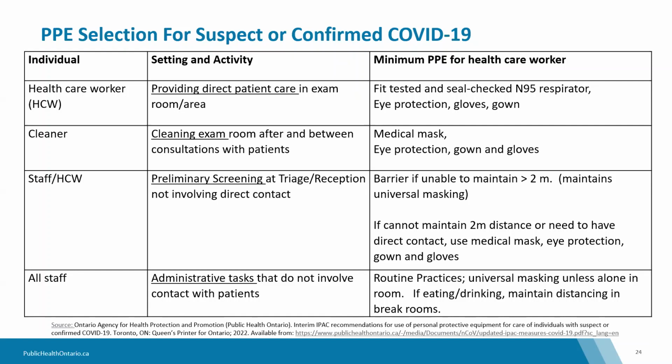But in your setting, there are probably 4 main things you may encounter in your daily activities. One is you're the healthcare worker providing direct care in that room, changing a dressing, taking vitals, whatever it is, you're touching the patient. And if this patient is either suspected to have COVID or confirmed test positive, then your PPE is going to be a fit tested, seal checked N95, eye protection, gown, and gloves. That's minimal PPE.